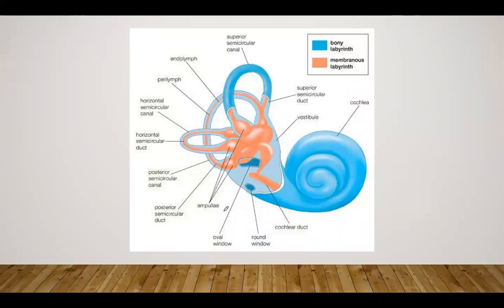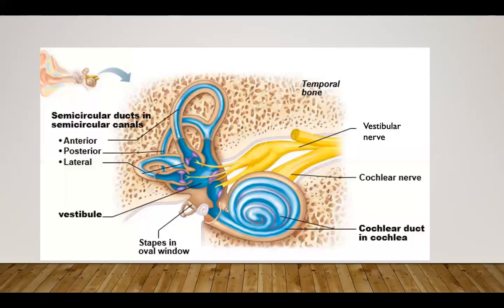A couple of pictures, take a look at it. This is what we already described, so I'm not going to go over it in detail again, but just to give you an idea of what these look like in a different image.